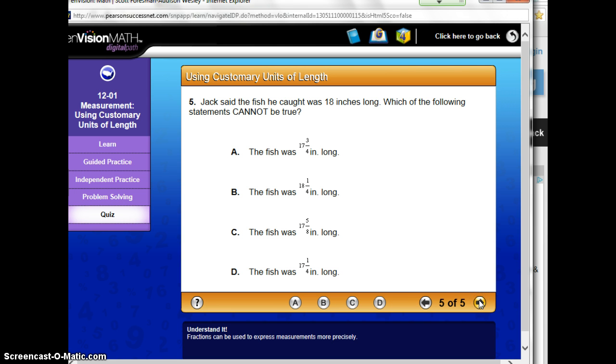Yeah. Here's our last one. This is a little tricky. Jack said he caught a fish that was 18 inches long. 18 inches long. So which of those cannot be true?